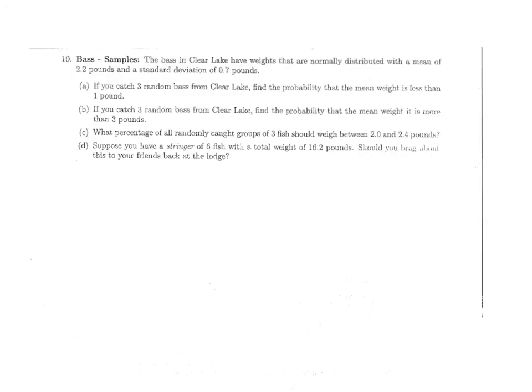Okay, so we've left potatoes behind. Now we're catching bass fish. They're telling me that the bass in this lake are normally distributed. The weights are normally distributed, which is good, because that lets me use all these tricks. The mean weight for these fish is 2.2 pounds with a standard deviation for the population of 0.7 pounds.